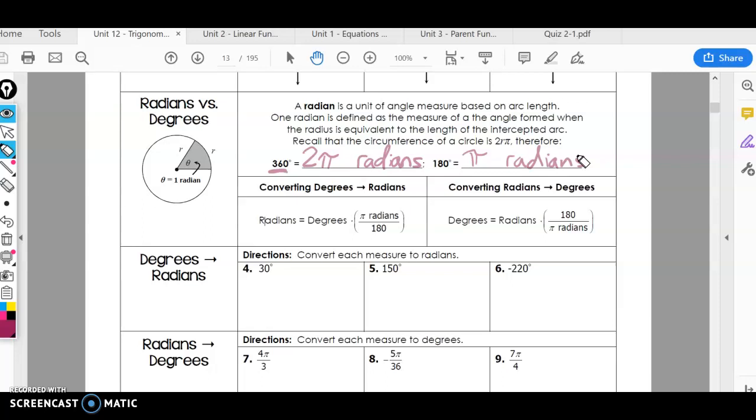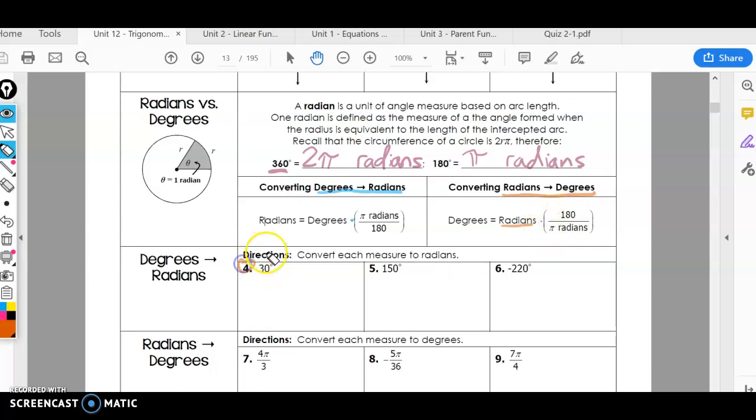So here's the formula. The formula says if you want to go from degrees to radians, you take the degrees and you times it by pi divided by 180. Whereas if we want to go from radians to degrees, we take the radians and multiply by 180 divided by pi. Let's do a couple examples.